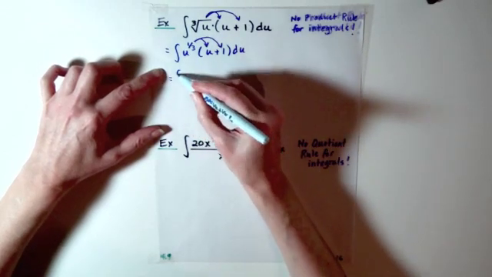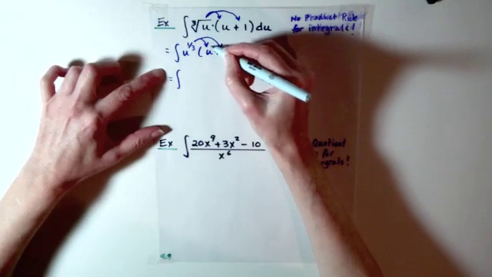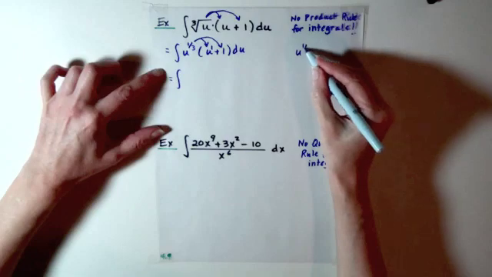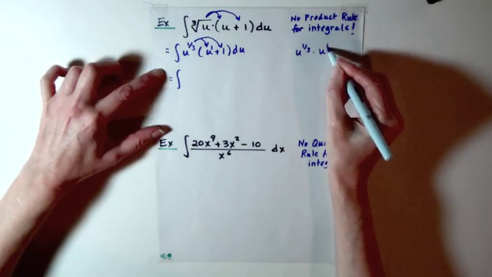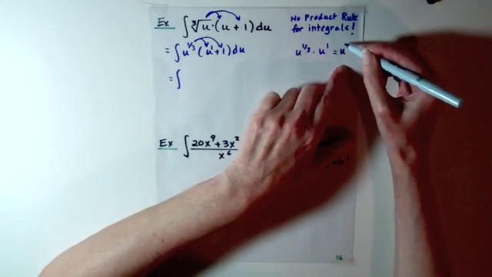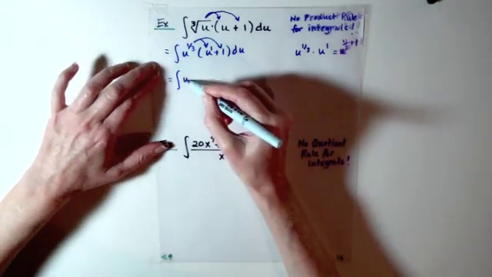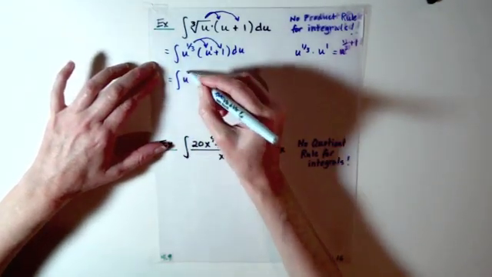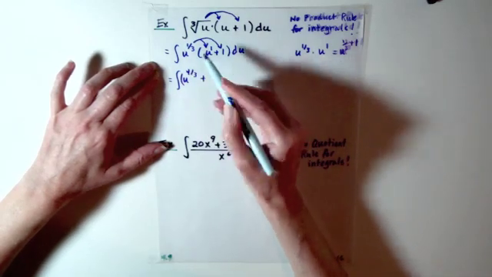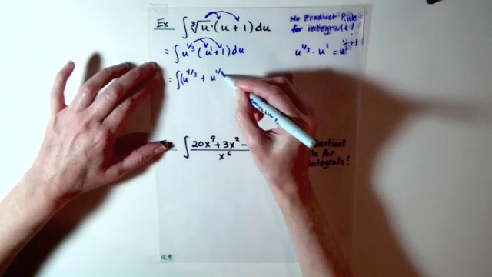Now I'll distribute this out. So remember that when I multiply u to the 1/3 times u, I could put an exponent on here of 1. And when I do u to the 1/3 times u to the 1, I'm multiplying like bases, so I'm supposed to add the exponents. So it's going to be u to the 1/3 plus 1. So that would be u to the 1/3 plus 3/3 is 4/3. And then when I multiply u to the 1/3 times 1, I just get u to the 1/3.